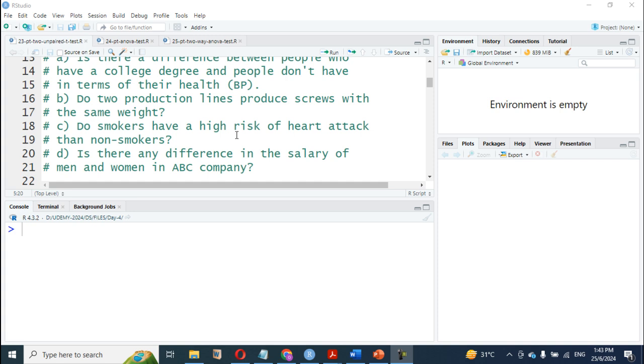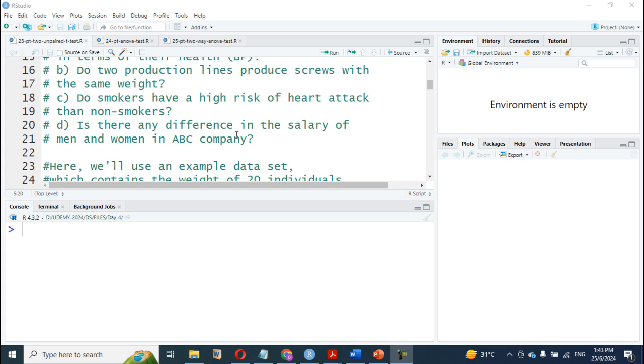All right. We also can say, is there any difference in the salary of men and women in the ABC company? We have salary already as a continuous variable, which is measured in US dollars or other currencies, and we have a categorical variable including two groups, men and women. You can see that it's very straightforward.